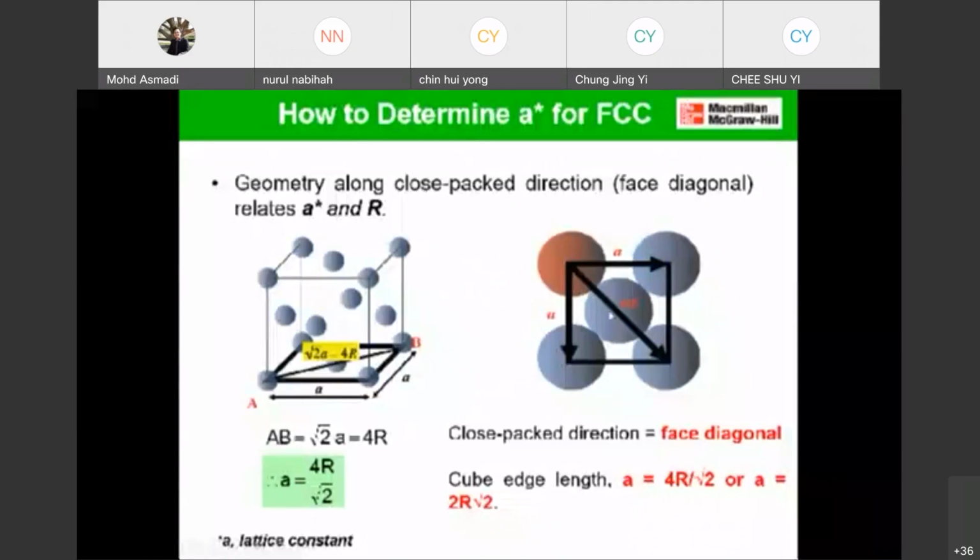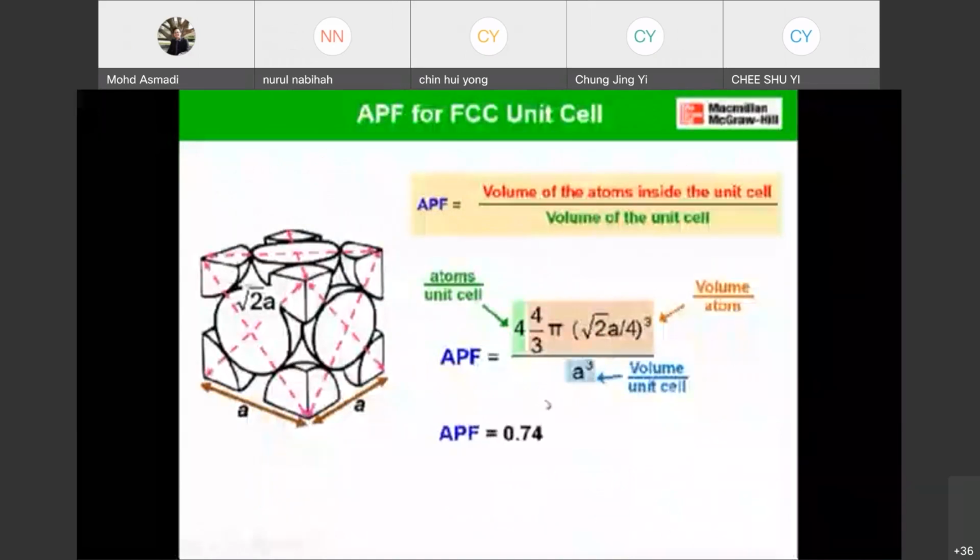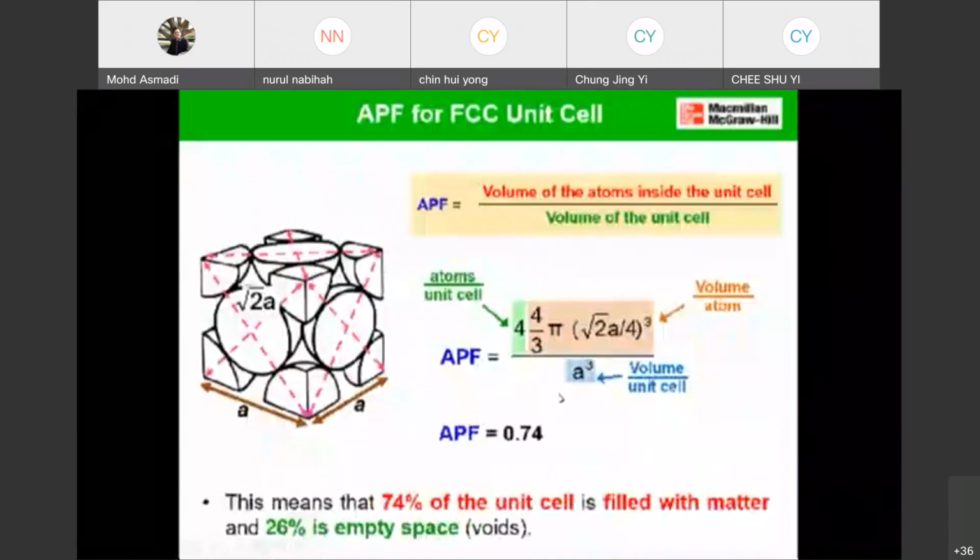So this one I already showed you how to calculate the lattice constant, right? So equal to 4R. So the volume of the atoms is 4 divided by 3 pi R cubed, times 4 atoms per unit cell. This is the volume of atoms, and divide by the unit cell volume A cubed. So you can get 74%. 74% is filled with the atoms, and 26% is voids, or empty space.